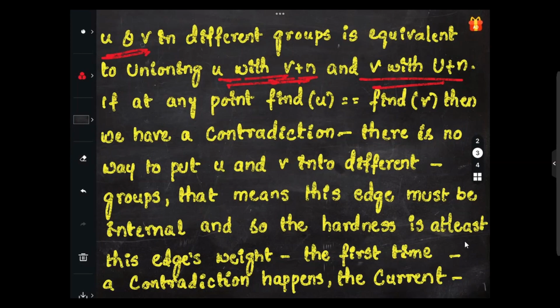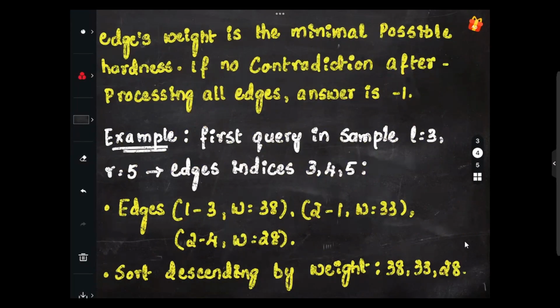That means the edge that we are considering must be internal, and so the hardness is at least this edge's weight. So the first time a contradiction happens, the current edge's weight is the minimal possible hardness. If we cannot partition, then we display the minimal possible hardness itself. If no contradiction occurs after processing all the edges, then the answer is -1, because we are able to partition the cities.